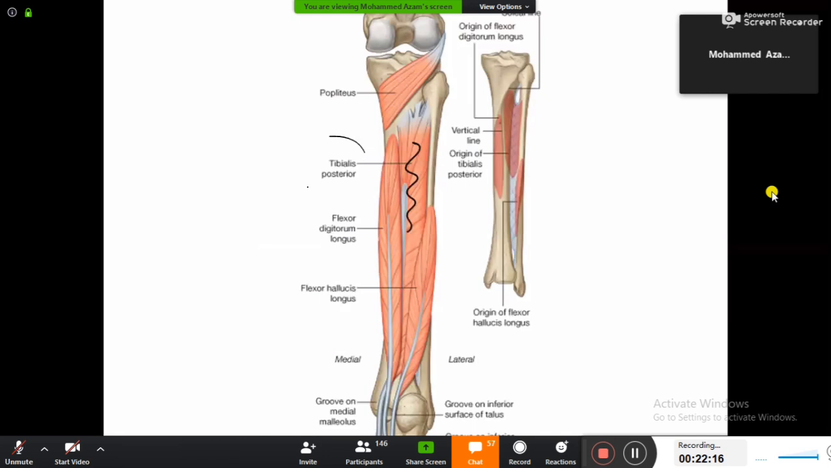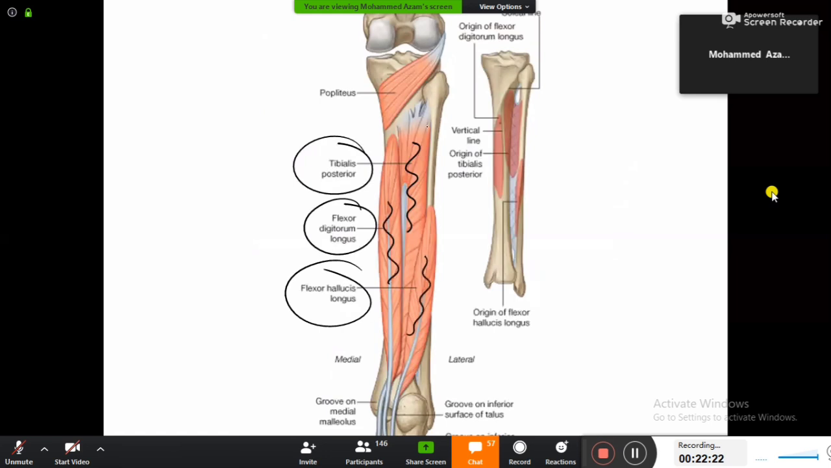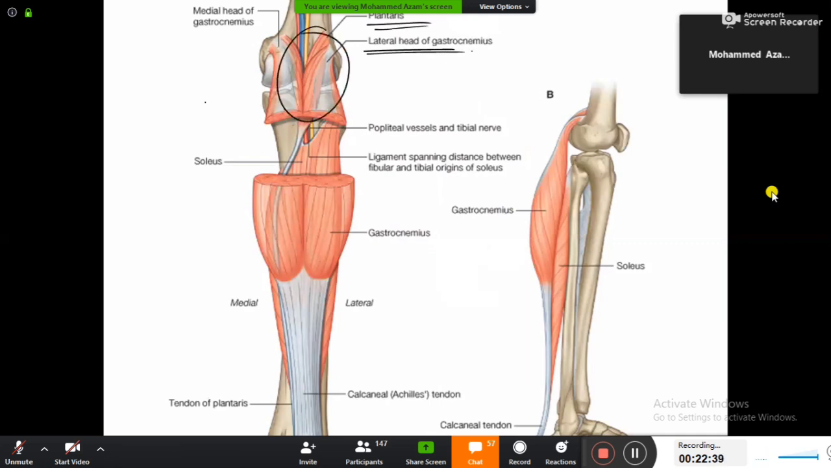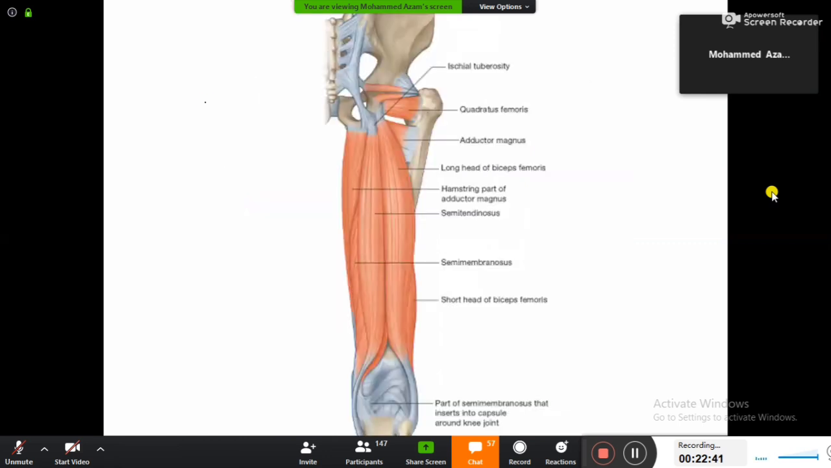Tibialis posterior, and then below that there will be flexor digitorum longus, and then there will be flexor hallucis longus. So tibialis posterior, flexor digitorum longus, and flexor hallucis longus. And apart from that, you are able to see one small muscle here, popliteus muscle, and then one more muscle in the posterior compartment in this diagram, along with the lateral head of gastrocnemius. You can see plantaris. There is a muscle here, that is a plantaris muscle. So please include these two muscles also in the list.